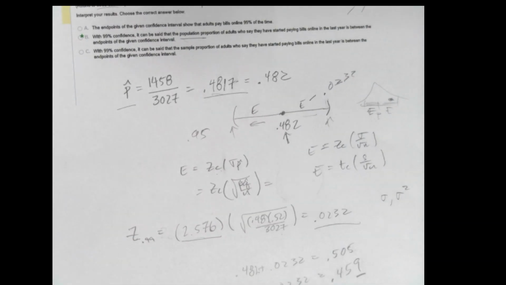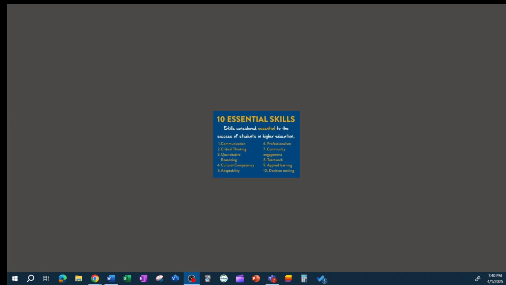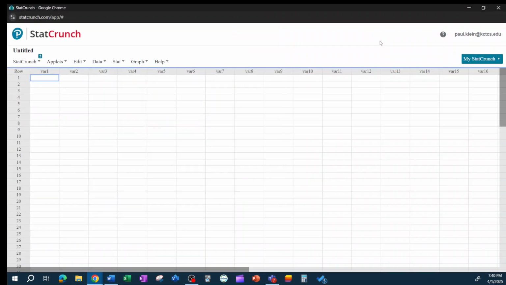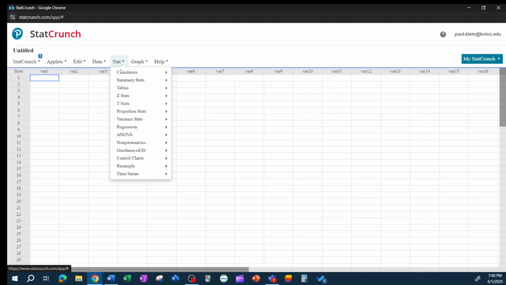So there's another way to do that. Let me show you. I'm going to change this to the laptop. Let's see if this works. I didn't really show you this. You can use this method if you want to, even though I don't really prefer it. So we know we're down in proportion stats.